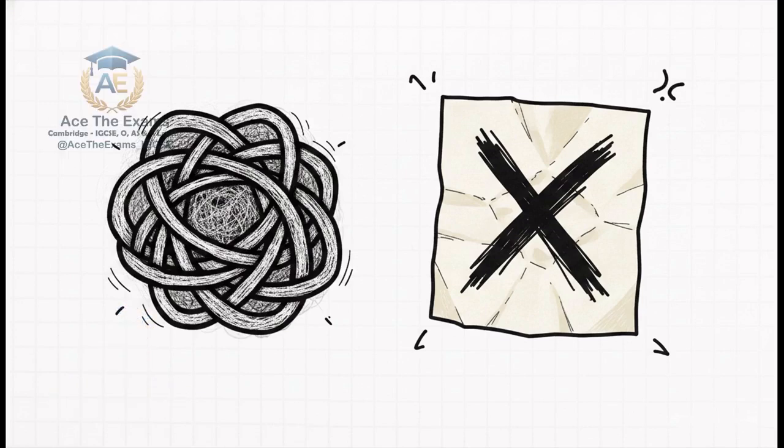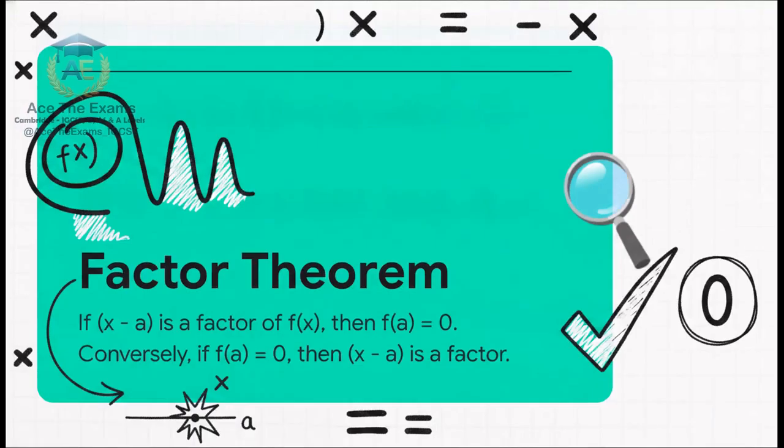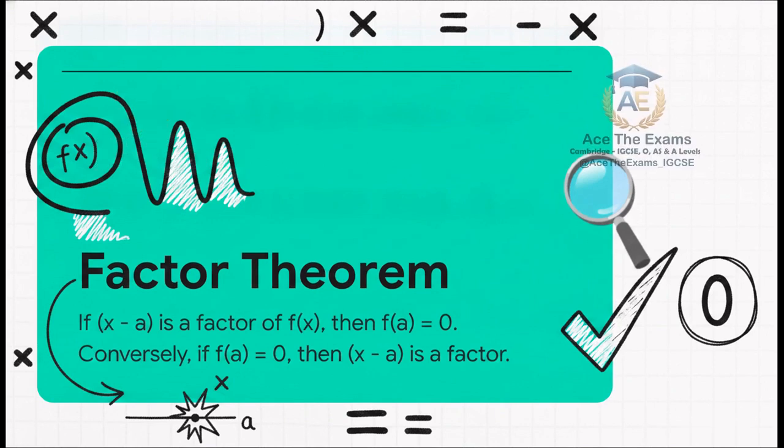It's a nightmare. So Section 4, Shortcut 1, the factor theorem. We are bypassing the long division entirely. This theorem is a total game changer. Read it carefully. It basically says that if you have a polynomial function, let's call it f of x, and you suspect that x minus a might divide into it perfectly, you do not need to do the long division.